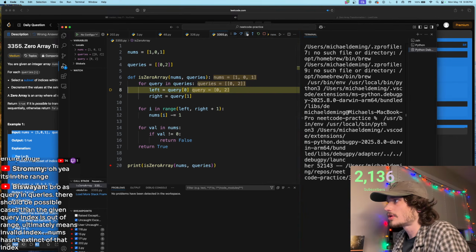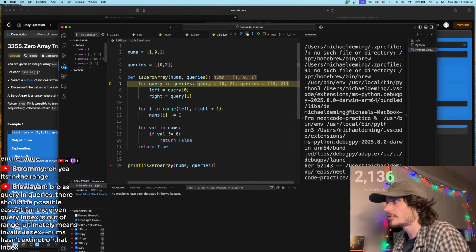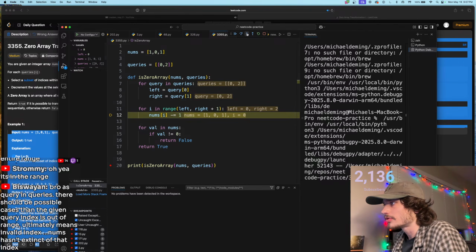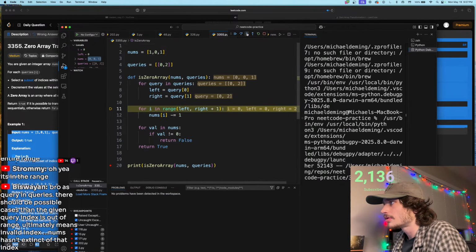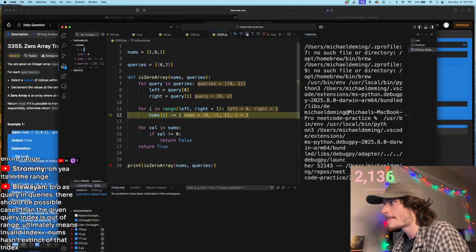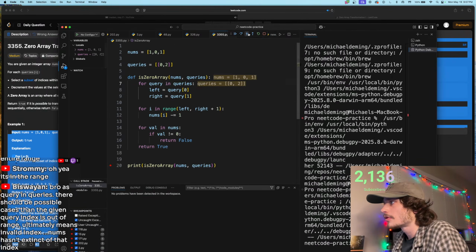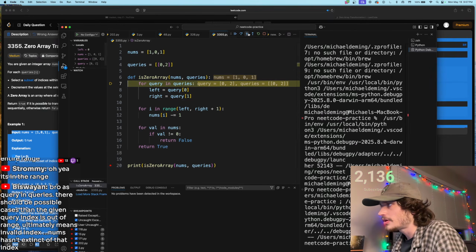okay, so 0 and 1, queries is 0 and 2, left is 0, right is 0. So num 0, 0. So we're getting a negative 1 here. So it becomes 0 and 2 for query.